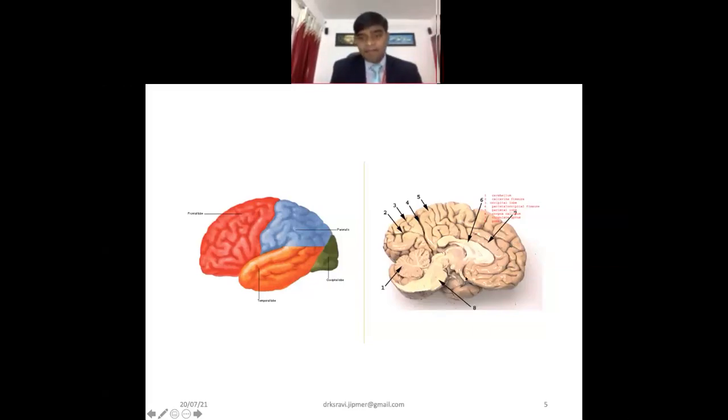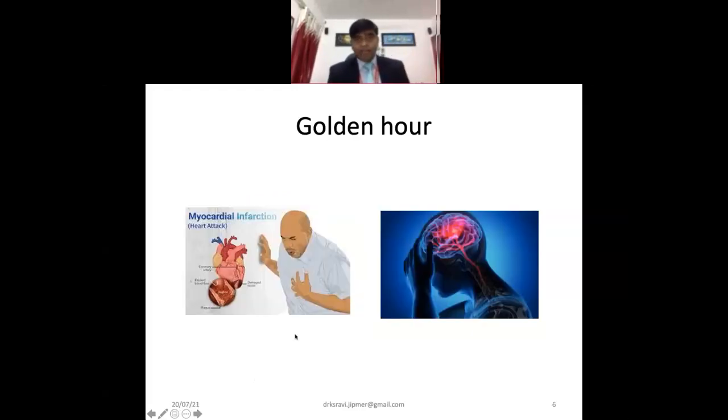Over here, this is the corpus callosum, which is the largest commissural fiber. We have the rostrum, genu, the body, and posteriorly the splenium. This is the lateral ventricle. Over here we have the thalami, the two thalami, interconnected by the interthalamic adhesion. Here we have the midbrain, inferiorly the pons, and then the medulla oblongata, which continues as the spinal cord. Over here, this is the cerebellum. So this is all a brief about the cerebrum or the brain.